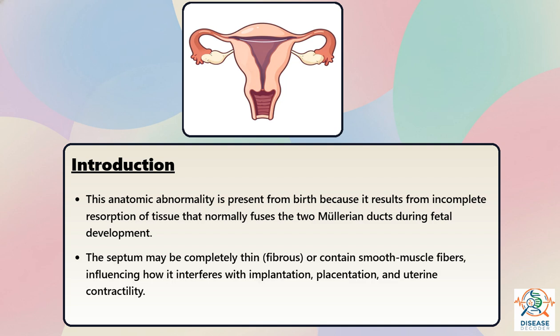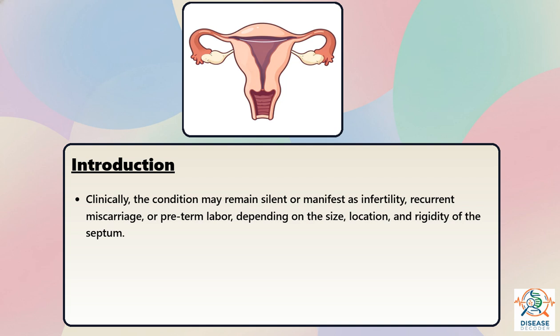The septum may be thin, fibrous, or contain smooth muscle fibers, influencing how it interferes with implantation, placentation, and uterine contractility. Clinically, the condition may remain silent or manifest as infertility, recurrent miscarriage, or preterm labor, depending on the size, location, and rigidity of the septum.